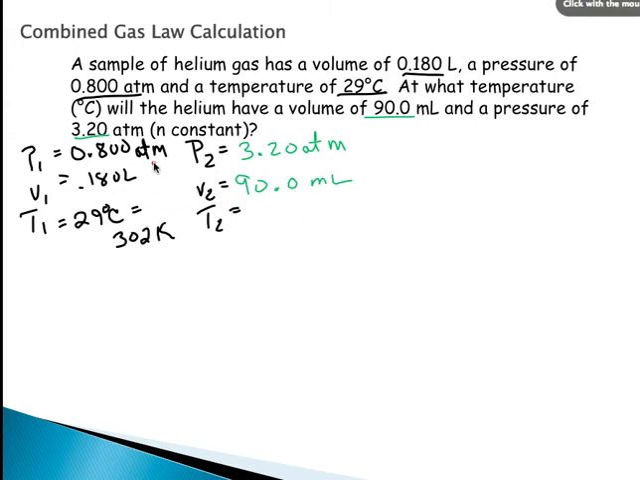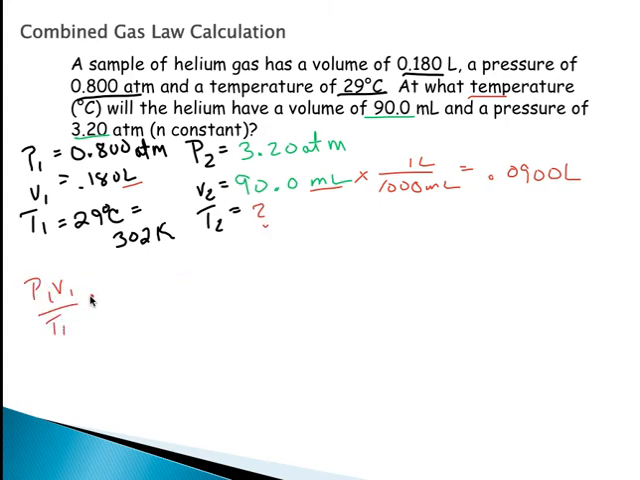Now I look at these and say, okay, atmospheres, atmospheres, those are the same units. This is liters, this is milliliters, so I am going to change milliliters to liters. Doing the math, I get that many liters, and the problem asks me what temperature, so I'm looking for this. I know that the combined gas law is this equation, and I want to solve for T2.